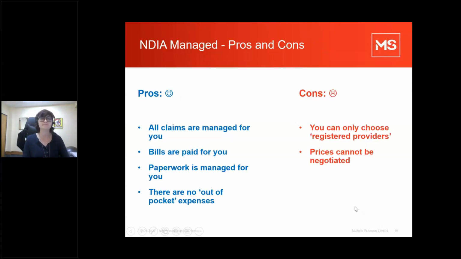So, some pros and cons. As an NDIA managed participant, everything's managed by the NDIA, which means there's a lot less for you to do and a lot less to worry about. The bills are paid, there's no paperwork, you don't have to retain all these receipts, and you don't have to pay for anything up front and be reimbursed later. However, you can only choose providers that are NDIS registered, not just an ABN. You also cannot negotiate on the prices of every service. I'm not too sure how familiar everyone is with the support catalogue or the price guide. Those are service prices dictated by the NDIA and they cannot be swayed if you are NDIA managed.